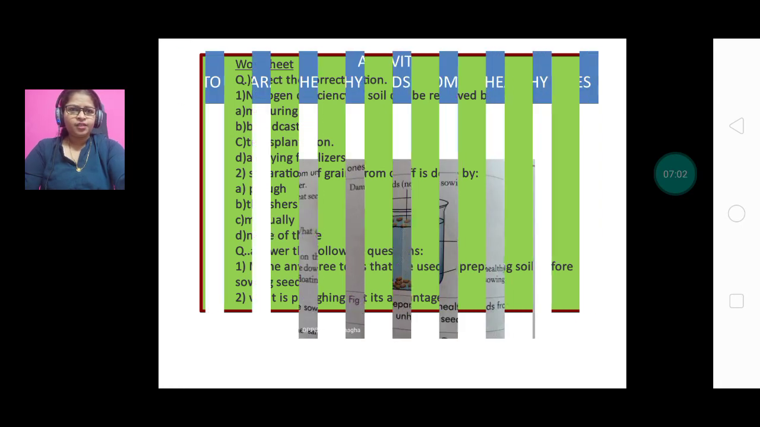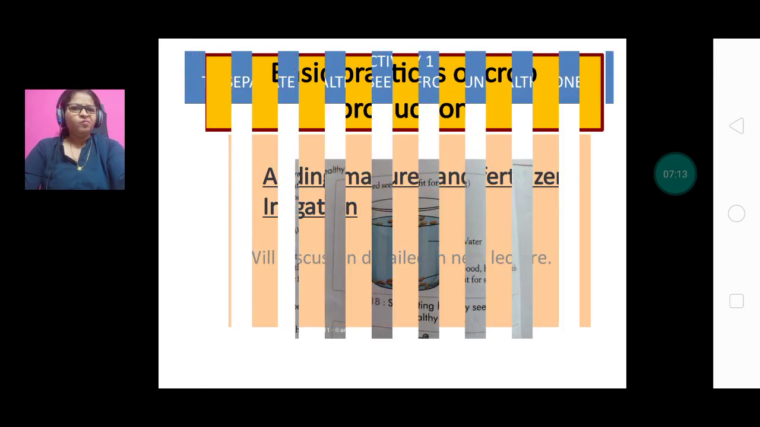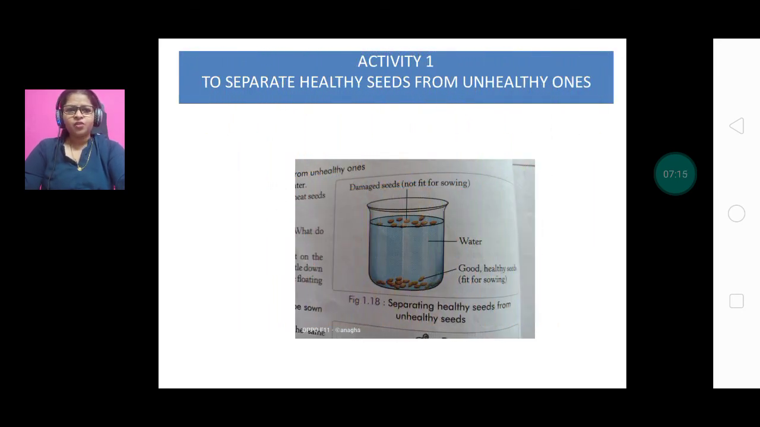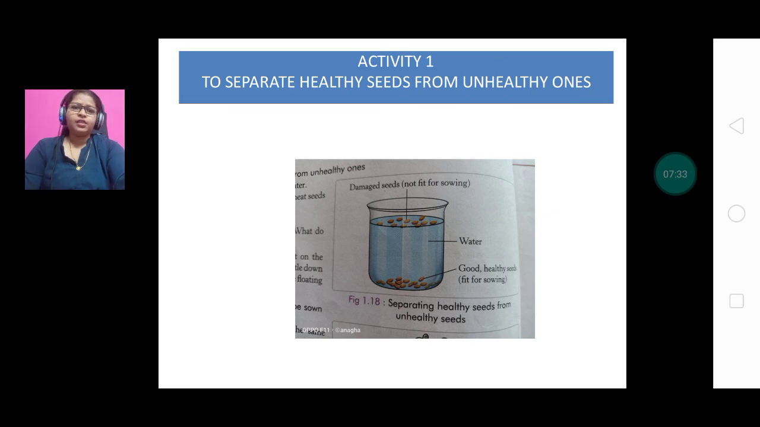Okay, next, this is the activity I was talking about. Here is one beaker having some seeds. A few seeds are floating on the top and a few seeds are at the bottom. The seeds at the bottom of the beaker are good quality seeds, and those that are floating are unhealthy seeds. Why are they unhealthy? How are we able to identify that? Because they are lightweight. That is the reason they are floating, and that's the reason they are unhealthy.